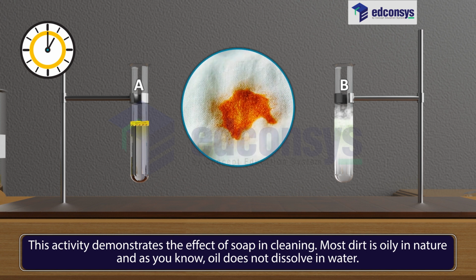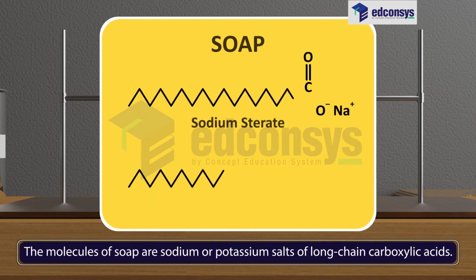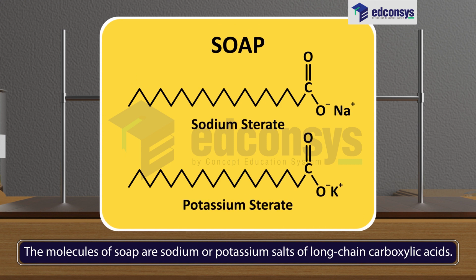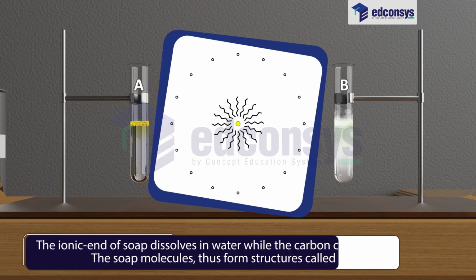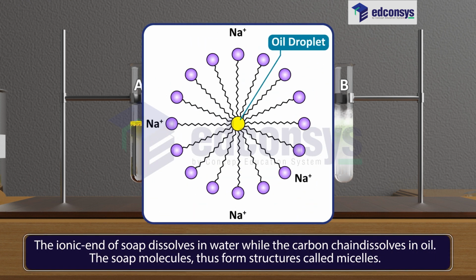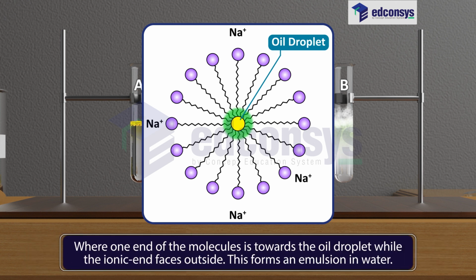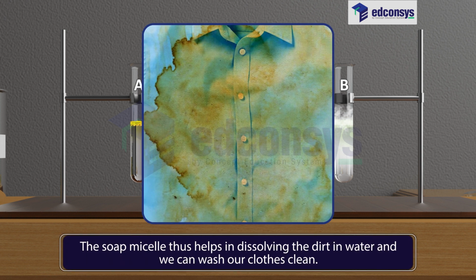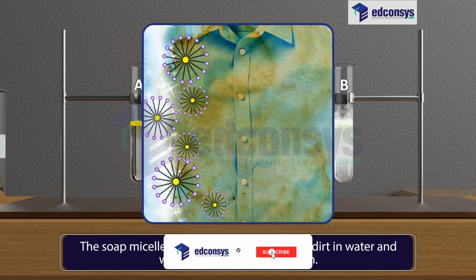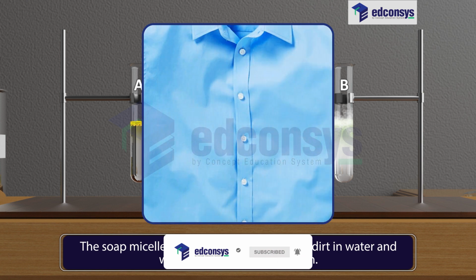Most dirt is oily in nature, and as you know, oil does not dissolve in water. The molecules of soap are sodium or potassium salts of long-chain carboxylic acids. The ionic end of soap dissolves in water while the carbon chain dissolves in oil. The soap molecules thus form structures called micelles, where one end of the molecules is towards the oil droplet while the ionic end faces outside. This forms an emulsion in water. The soap micelle thus helps in dissolving the dirt in water, and we can wash our clothes clean.